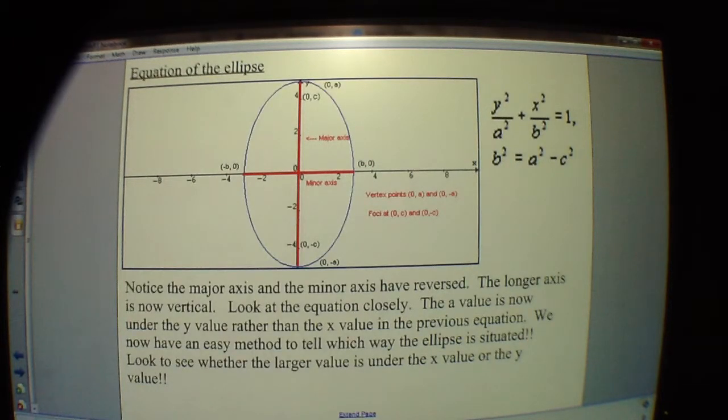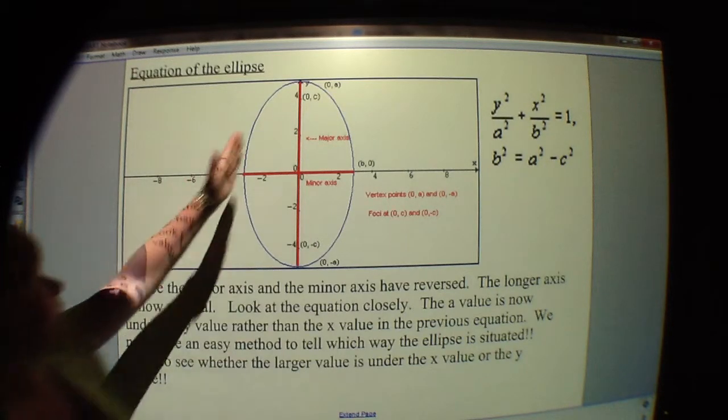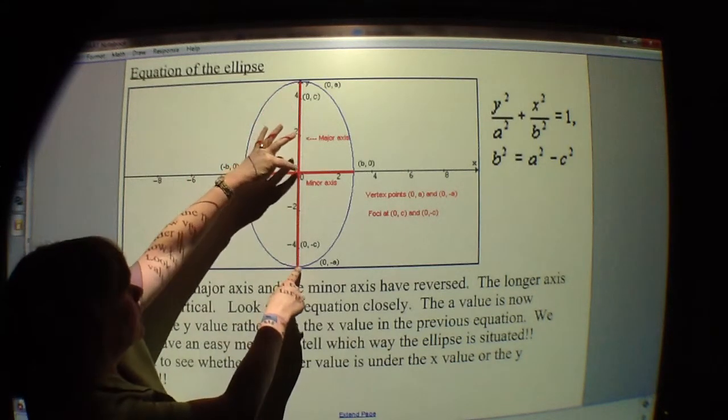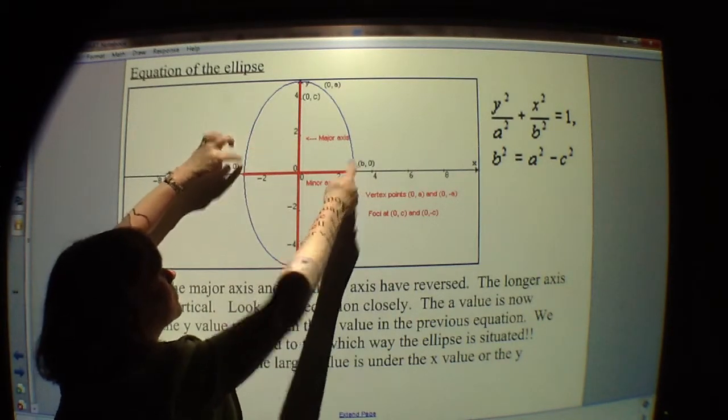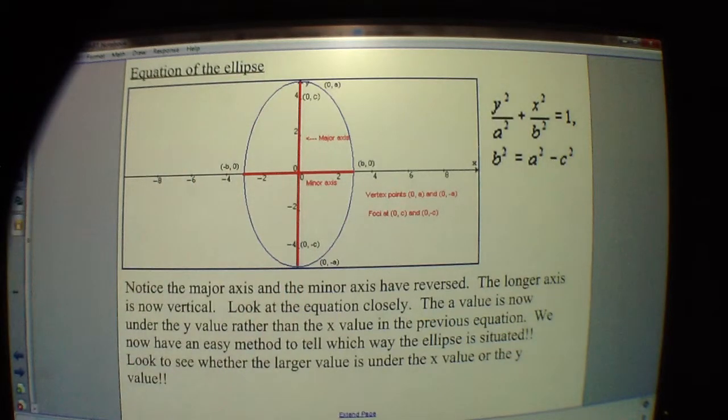If it is elongated up and down parallel to the y-axis, it has the equation of y squared over a squared plus x squared over b squared is equal to 1, where again b squared is equal to a squared minus c squared. Same idea, except now here's my major axis. From here to here is A. This distance is C. That distance is B. Small axis, minor axis, longer axis, major axis. So they're reversed. And now the larger value is under y squared instead of the x squared.